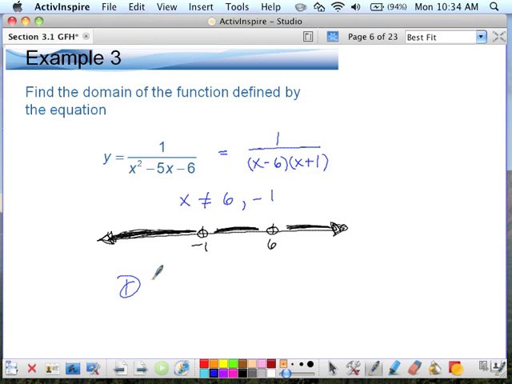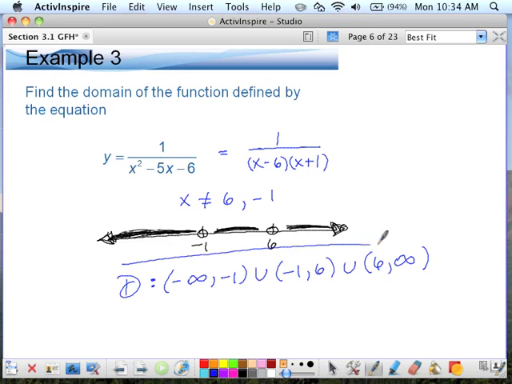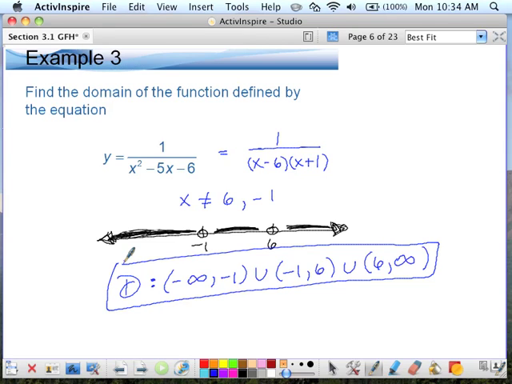So we actually have 3 intervals for our domain. Everything from negative infinity to negative 1, everything from negative 1 to positive 6, and everything from 6 to positive infinity. So that domain turns out to be a lot more complicated than some of the others. When there are 2 restrictions, you're going to have 3 intervals. How many intervals do you think there would be if we had 3 restrictions? 4. Yeah, there would be 4 intervals. So there's always one more interval than there are restrictions.